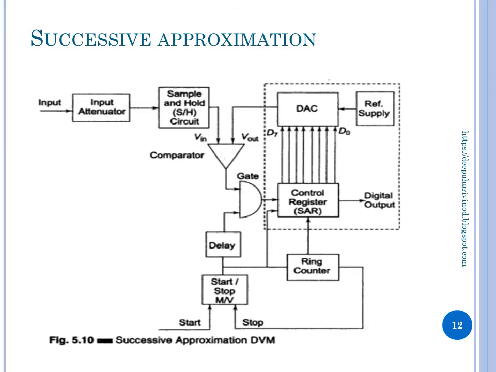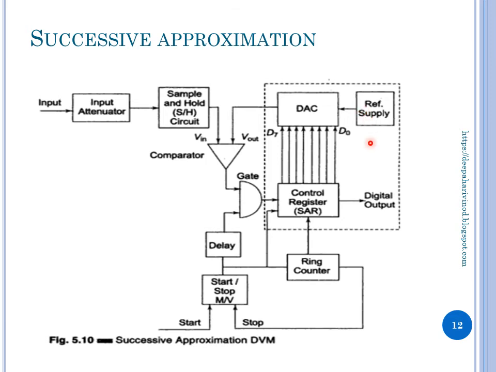So let us see the block diagram. In that, it consists of input attenuator, sample and hold, a comparator, DAC, control register, gate, AND gate, delay, start stop multivibrator, ring counter and a reference.